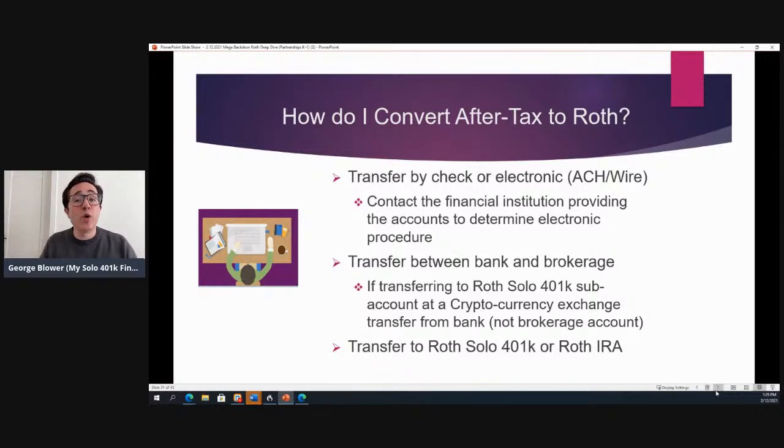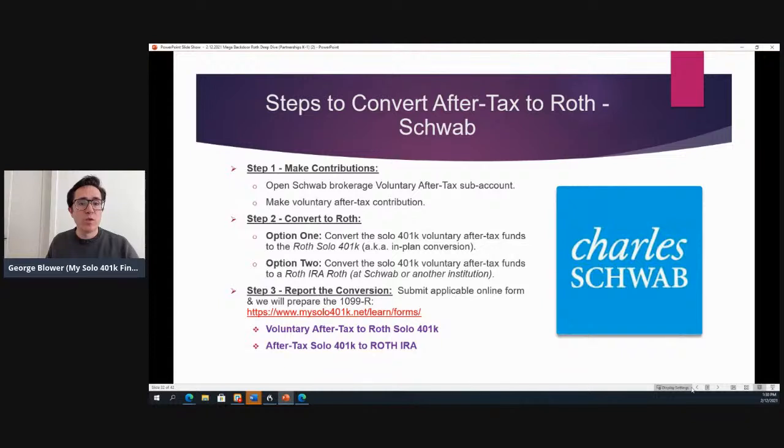You can also transfer to a Roth IRA. So you might have the brokerage account for your after-tax funds at Fidelity, and you want to invest via a Roth IRA. Let's say you have a Vanguard Roth IRA because you have a certain Vanguard mutual fund that you want to invest in, that you need a Vanguard Roth IRA to invest through. So you could transfer the money from the after-tax sub-account of your solo 401k to that Roth IRA. So we'll keep going through these next set of slides as far as conversion, and then we'll come back to some of these good questions.